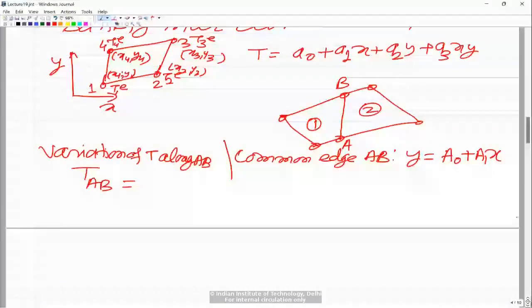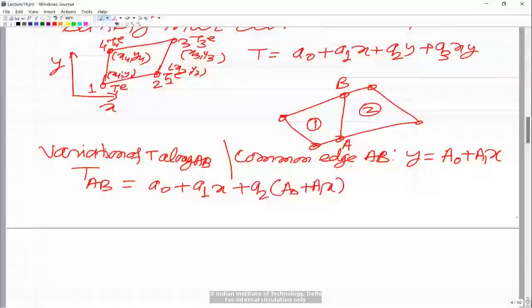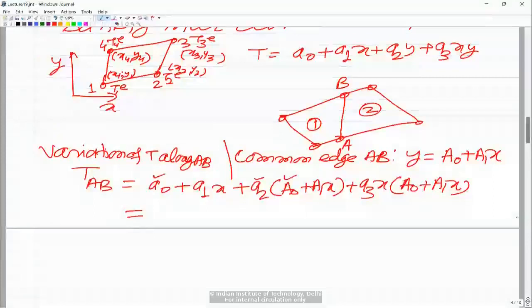So now T along line AB would be a0 plus a1 into x, and then we have a2 into y, and y is nothing but a0 plus a1x along line AB, and then plus we have a3 into x into y, and y is a0 plus a1 into x. So you will find that when you look at the constant term, a0 plus a2 into a0, this is a constant term. So you can write this equation as a0 plus a2 into a0.